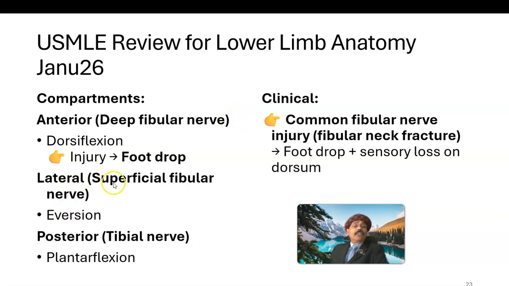Lateral compartment, what is the nerve? Superficial fibular nerve. What is the purpose of this nerve? It innervates two muscles, fibularis longus and fibularis brevis. They evert the foot.